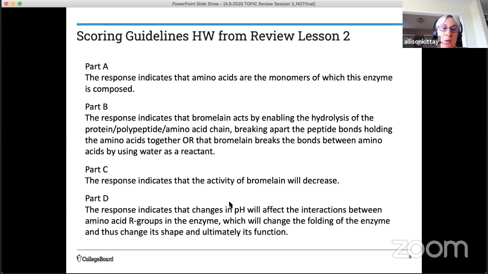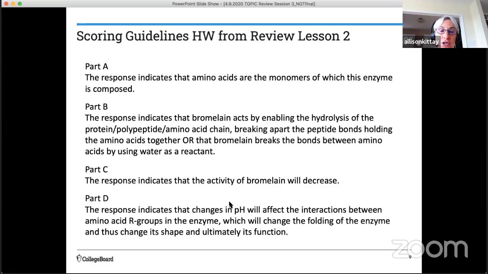In part C, remember we're taking the enzyme out of its optimal pH. So these enzymes work at a low, acidic pH of 3.5 to 5.2. If you take it out of that and try to have this reaction occur at pH 11, the activity will decrease. It's out of its optimal range. And in part D, you need to have the justification for your prediction that the activity of the bromelain enzymes will decrease. And that's because we know that amino acids have R groups, and those R groups can be affected by pH.